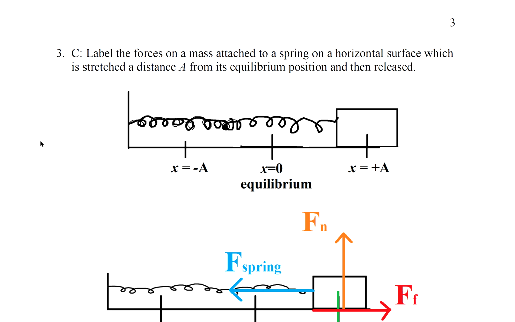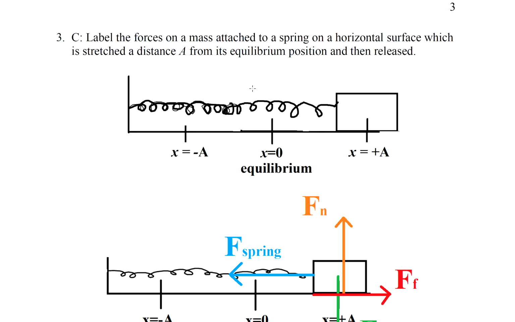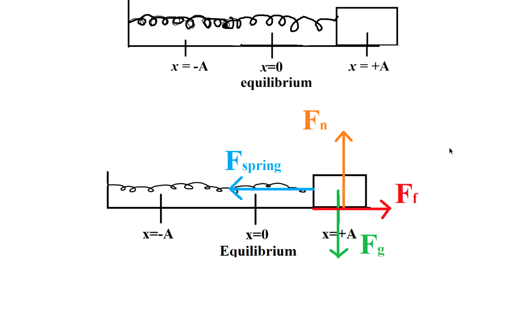Question 3. Label the forces on a mass attached to a spring on a horizontal surface which is stretched a distance a from its equilibrium position and then released. So imagine the block is at rest at x equals 0, but we pull it to x equals positive a. Once you release it, what forces are on the object? You've got normal force, gravity force, force of the spring, which is Hooke's law, and force of friction.